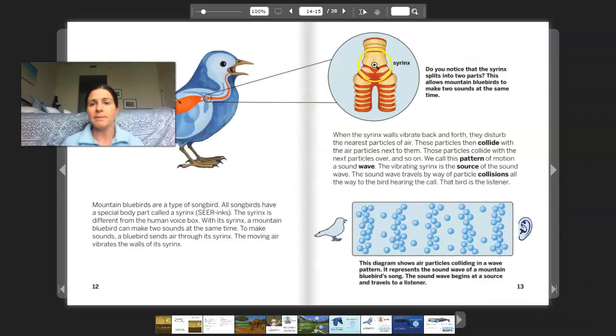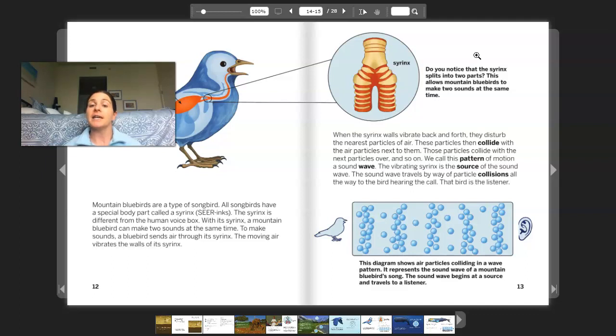And over here we have an image. It's an interesting looking structure. Our caption says, do you notice that the syrinx splits into two parts? This allows mountain bluebirds to make two sounds at the same time. Man, I wonder if we can make two sounds at the same time. Try it. When the syrinx walls vibrate back and forth, they disturb the nearest particles of air.